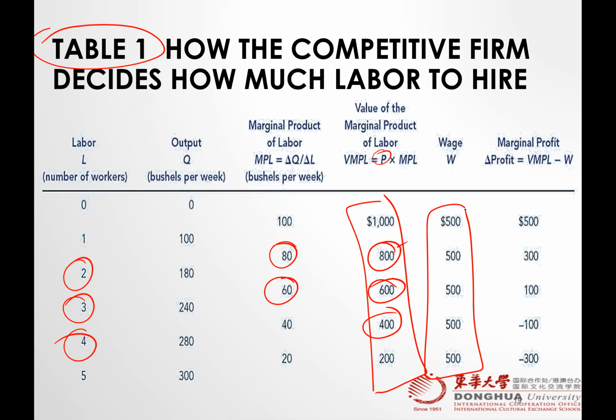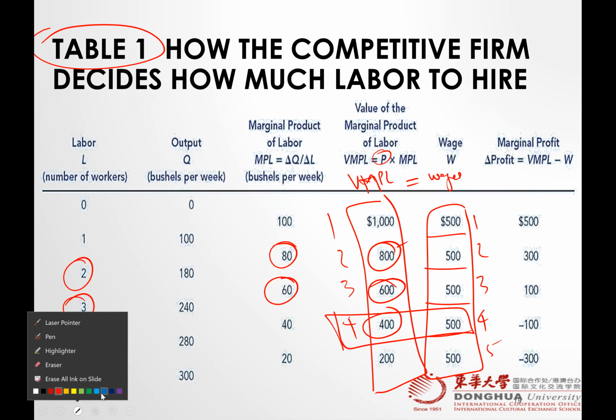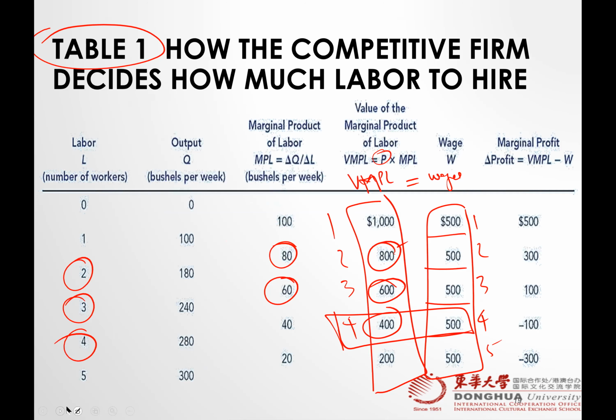So where do we need to stop hiring? Can you answer? Where MC is equal to MR, or where the value of MPL, marginal product of labor, is equal to wages. So is it this? Which means, do we hire 4 workers or do we hire 3 workers?